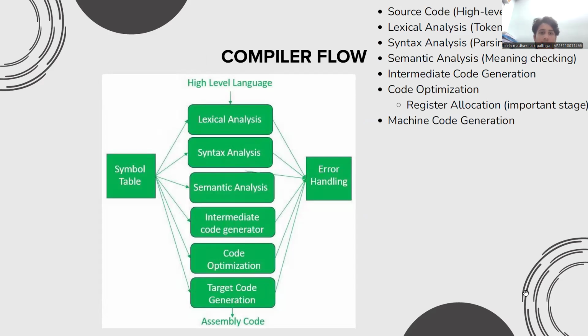This slide shows the compiler phases. First there is lexical analysis, then syntax and semantic analysis. After that, there is intermediate code generation, code optimization, and register allocation. And at last, there is machine code generation. Register allocation is an important stage before final code generation.